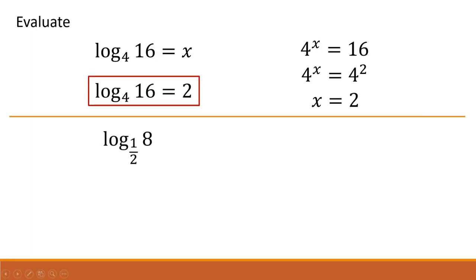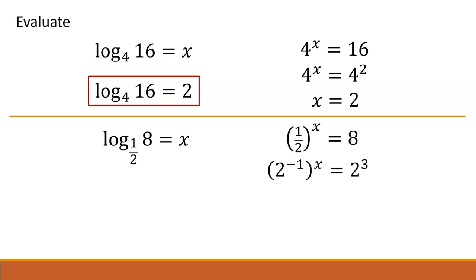How about the log base 1/2 of 8? We'll do the same thing. We'll say that equals some value we'll call x, and then we'll use that equation to rewrite it as an exponential equation. 1/2 raised to the x power has to equal 8.